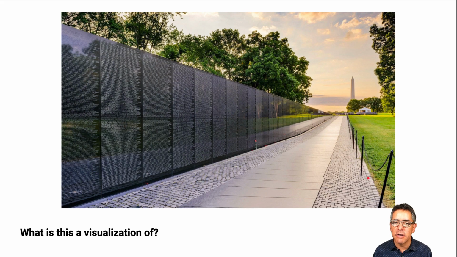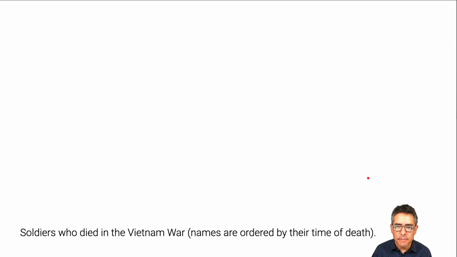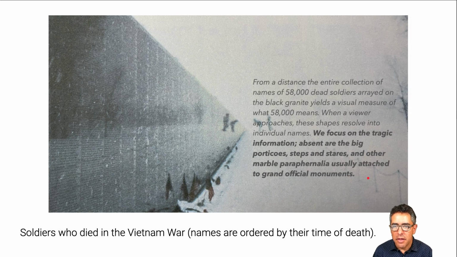This is a different visualization. Some of you may have visited this location. What this visualization shows us is the entire list of all the 58,000 plus names of soldiers who died during the Vietnam War, and they are arranged in a very particular way. The names on this wall are arranged in order of the time of their death during the war.